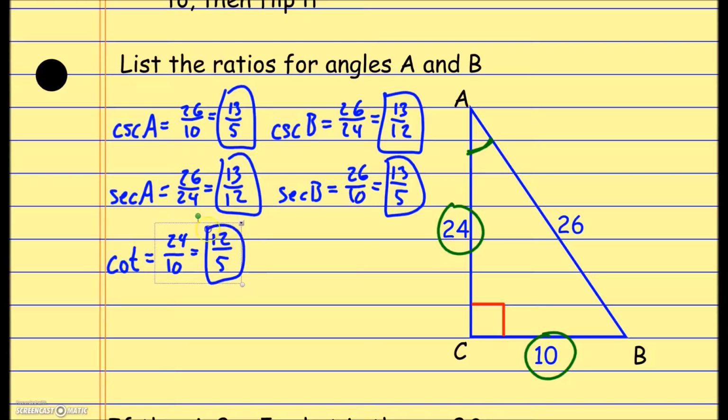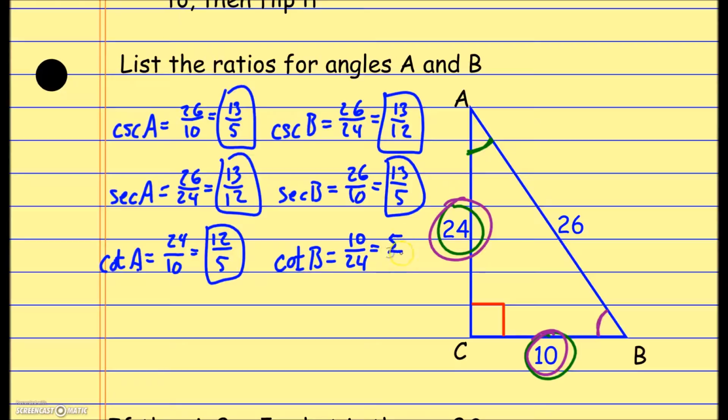Okay? And now, of course, my cotangent of B. Forgot to put the little b in there. Oh, I missed this one as well. Let me try that again. This one's cotangent of A. This one's cotangent of B. Again, if I look at this angle B, tangent would be opposite over adjacent, but now instead I'm going to do adjacent over opposite. So it's going to be the 10 over the 24.